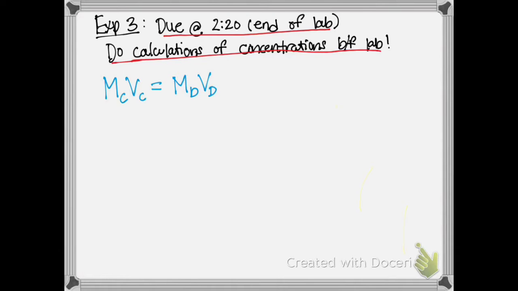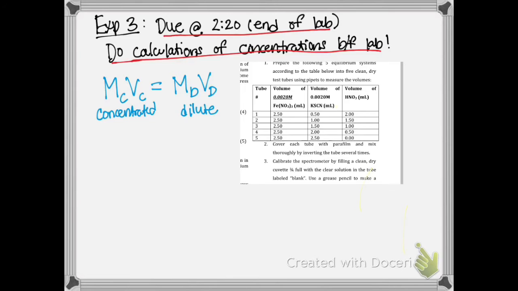So MCVC equals MDVD. The C stands for the concentrated molarity and volume. The D is for our diluted concentration and volume. So we're going to make 5 test tubes, kind of like we did in experiment 2, with different concentrations of iron 3+ from our iron 3 nitrate. Okay, so we're going to determine the concentration of iron in each of those test tubes and the concentration of thiocyanate from potassium thiocyanate in those 5 test tubes.